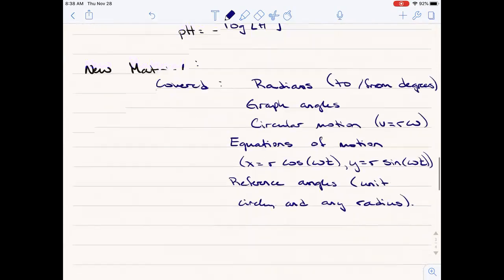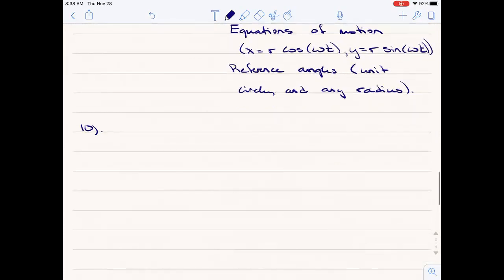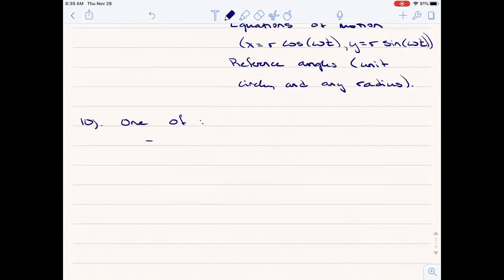So for question 10, it's one of: you could have to graph a sine curve, you could have to graph a cosine curve. If you're given a graph, find the function, right? Using either sine or cosine. So those are all the things that you did on assignment 8.